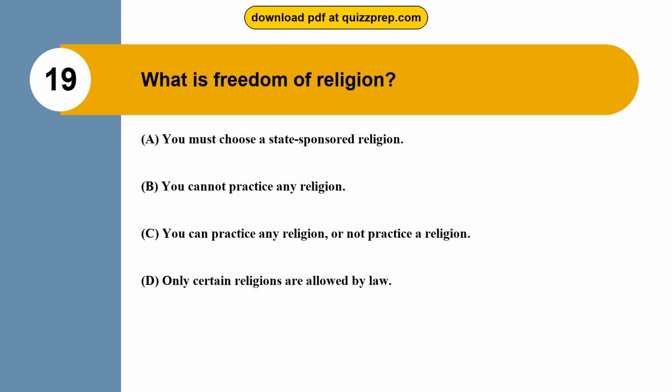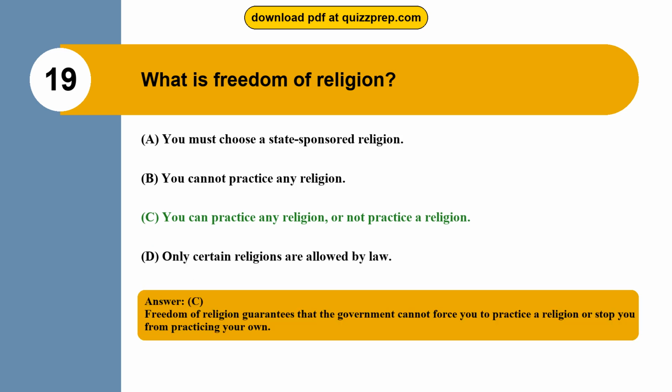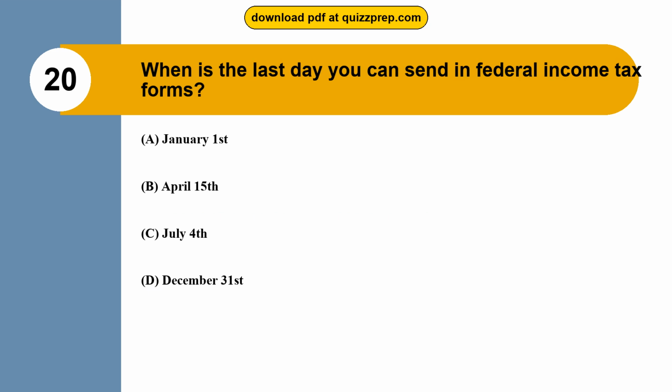Question 19. What is freedom of religion? Option A, you must choose a state-sponsored religion. Option B, you cannot practice any religion. Option C, you can practice any religion, or not practice a religion. Option D, only certain religions are allowed by law. The correct answer is option C, you can practice any religion, or not practice a religion. Freedom of religion guarantees that the government cannot force you to practice a religion or stop you from practicing your own.